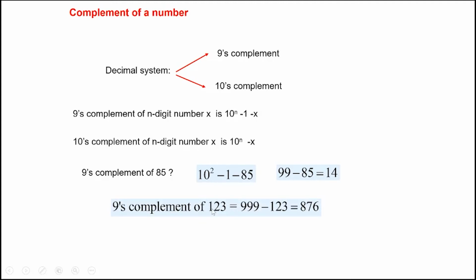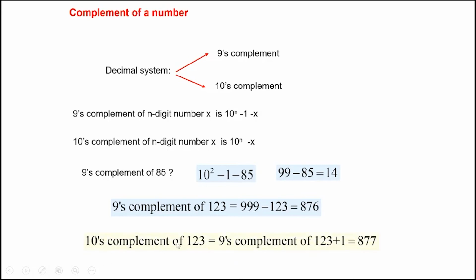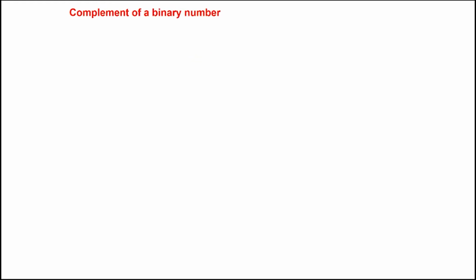So 9's complement of 1, 2, 3, there are 3 digits, so we subtract from 999 here. So that's 876 here. 10's complement of 1, 2, 3 is 9's complement of 1, 2, 3 plus 1 here. All right, so that's the 10's complement here. So 876 plus 1, so 877 here. All right, so you've done a lot of computation in decimal system, and you've never done a 9's complement and 10's complement, and that's because these are not really necessary for us to do computation in the decimal system. But these are convenient when we go to binary.